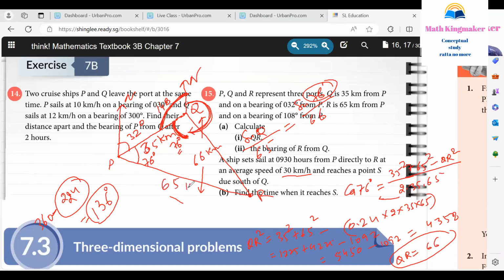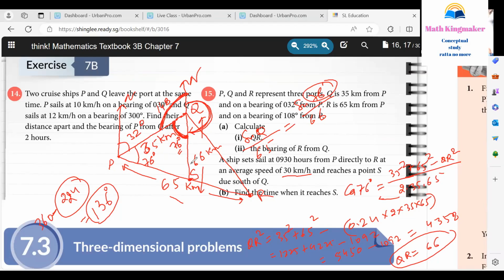And this is 65 kilometers. Okay, so somewhere your R point, it is due south. Due south means exactly at 180 degrees down. So your S point would be here, opposite to north. Getting it? So this S point would be here. Due south means opposite to north.